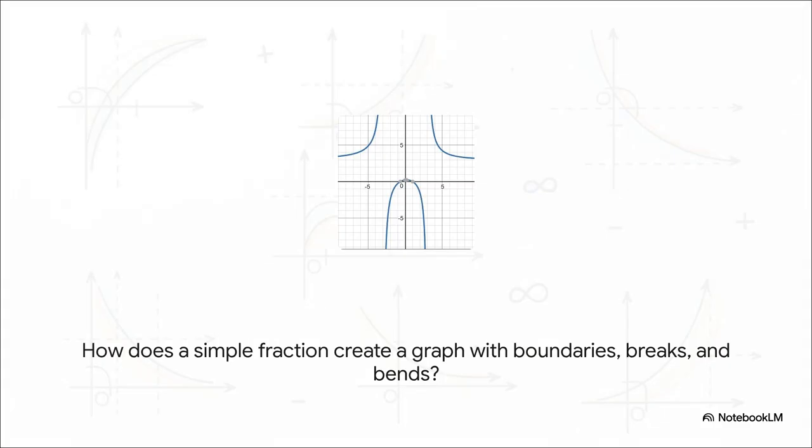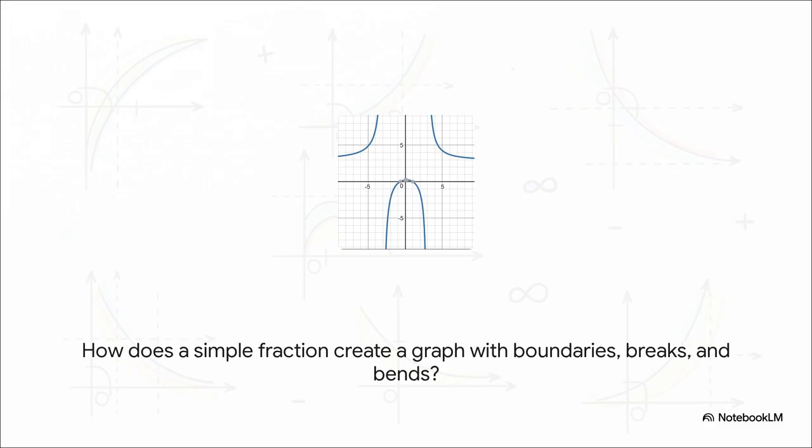I mean, just look at this. You've got curves shooting off to infinity, weird gaps in the line, and these invisible walls the graph just refuses to cross. But the engine driving all of this chaos? It's just a fraction. So the big question for us today is how? How does a simple division problem produce a picture with this much drama?